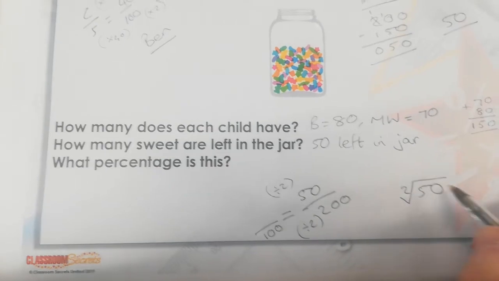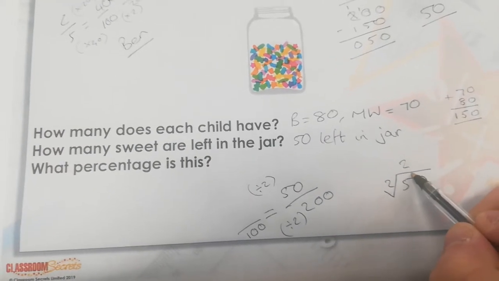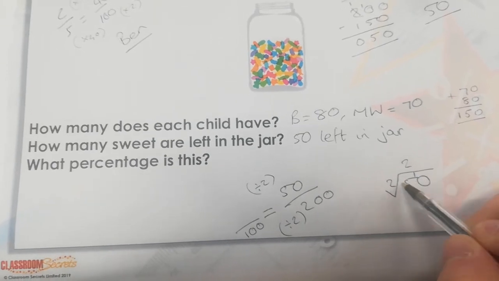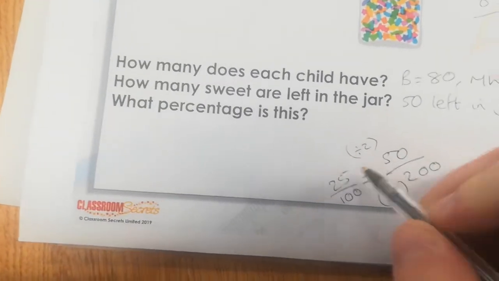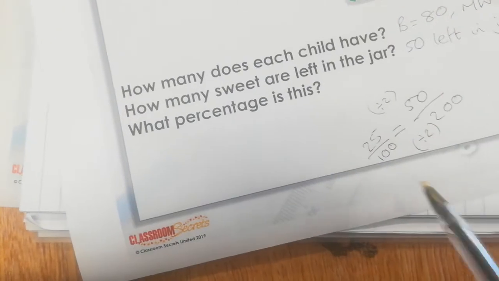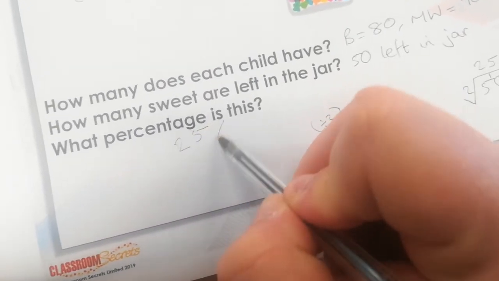2 into 50. How many 2s into 5? That would be 2. We have 1 left over, so that creates 10. How many 2s into 10? Goes 5. The answer would be 25. So we get 25 over 100. So 25 over 100 would be equal to 25%.